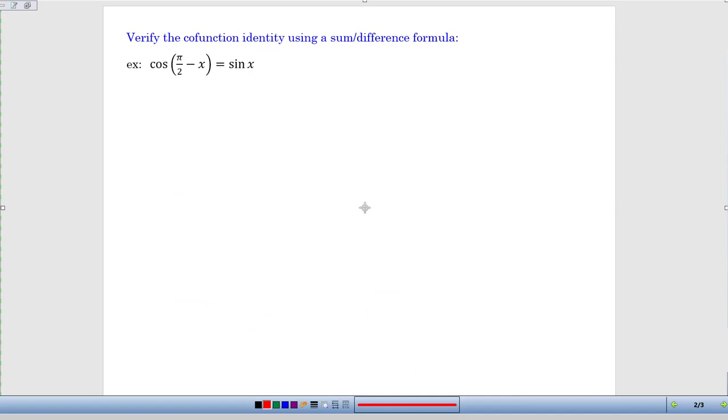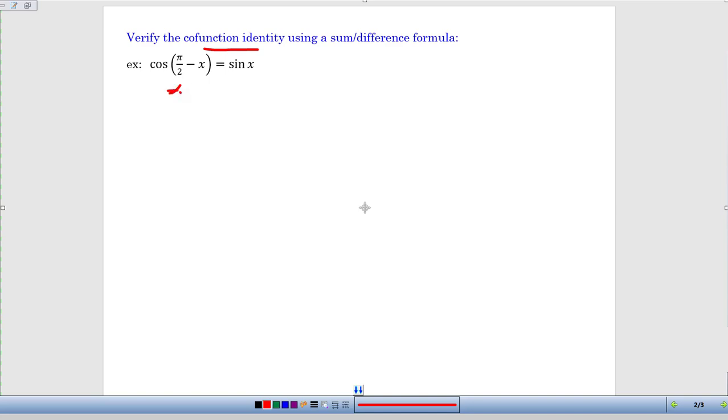In our last example, we're going to see how we can use the difference formula, in this case for cosine, to verify an identity. So the identity that we're going to verify is the cofunction identity. Now, we were introduced to these cofunction identities in our very first lesson involving trigonometric identities. We don't use these very often, but here we see it pop up, this idea that cosine of pi over 2 minus x is equal to sine of x. So we're going to verify that that is indeed the case.